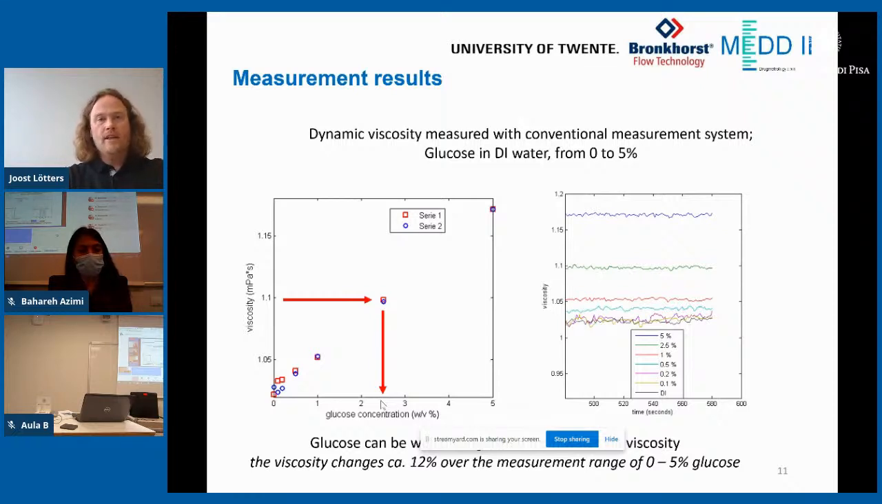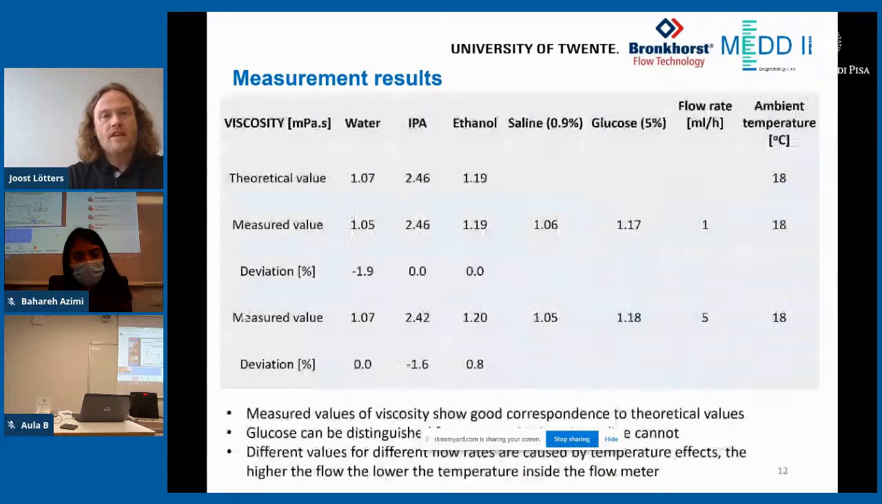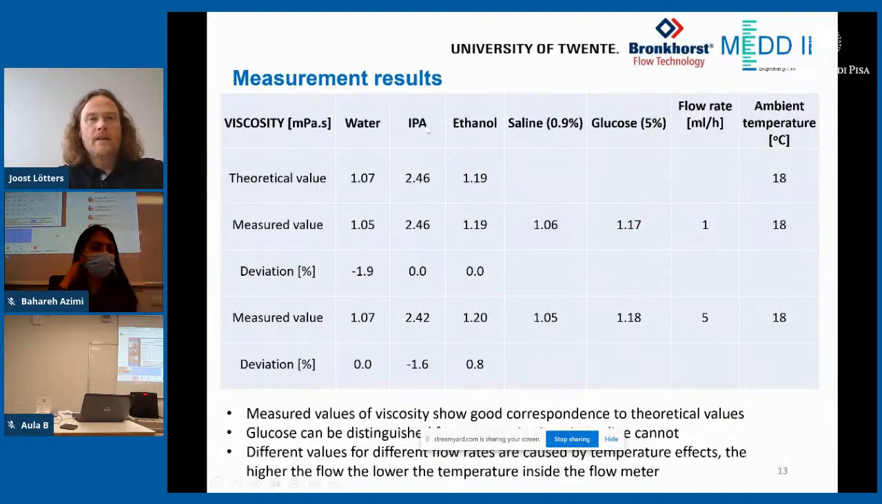Of course, this is now only glucose. The other thing that we measured, because it was there, was paracetamol. We also measured that, and this has a viscosity change of circa 3% over the measurement range. So this is also nicely measurable with viscosity. And so we did more tests, and here they are summarized in a table. So water, EPA, ethanol. Of course, EPA and ethanol are not medication, but they were there.